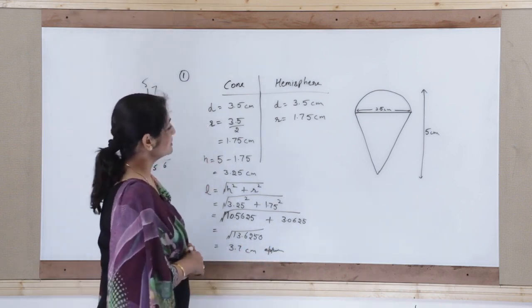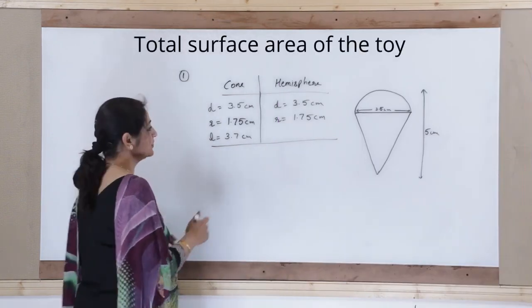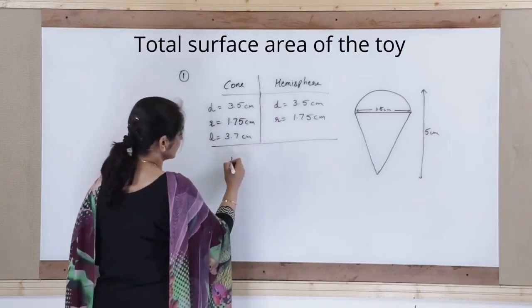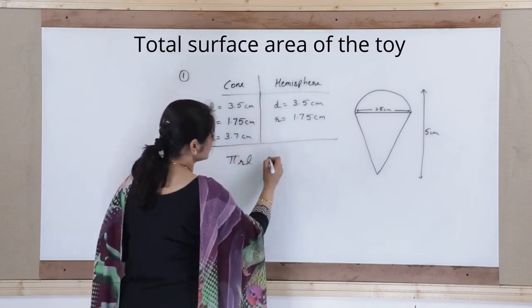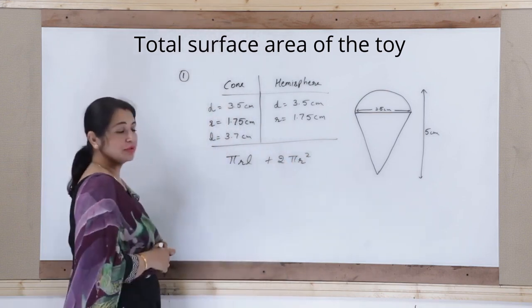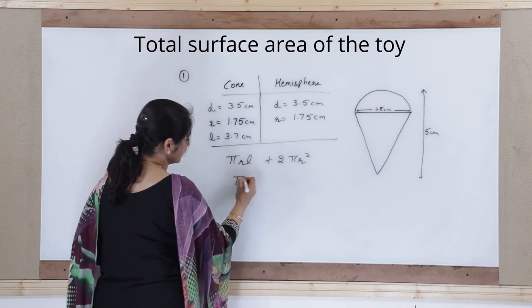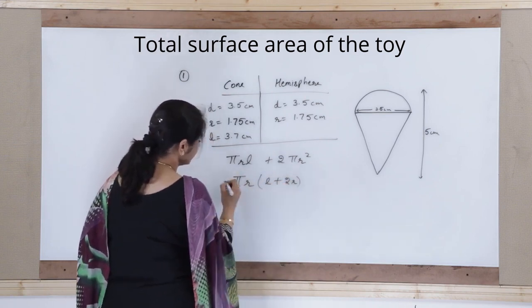Now moving to the hemisphere. For the total surface area of the toy, first the curved surface area of the cone, that is pi r l, and then the curved surface area of the hemisphere, that is 2 pi r square. Now is there anything common here? Yes, pi r. So we can write l plus 2r in the bracket.